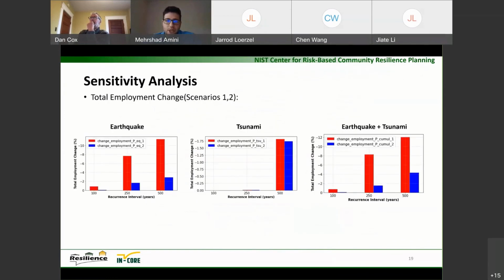We have the same situation for total employment change, which is the output of the CGE modeling. The left one is the total employment change in terms of percentage for earthquake, scenarios 1 and 2, tsunami, and the combined. As you can see, the sensitivity of the CGE modeling to damage and functionality definition for earthquake is significant, but for tsunami, it doesn't change that much.